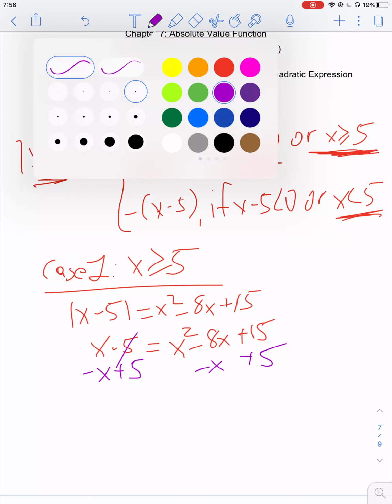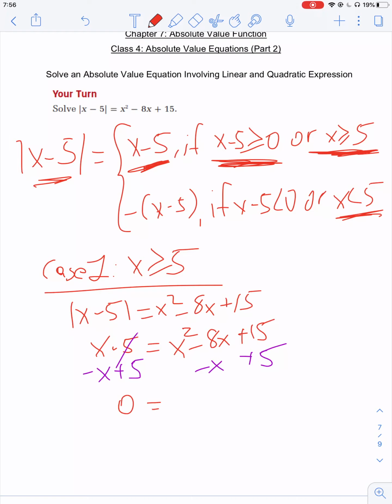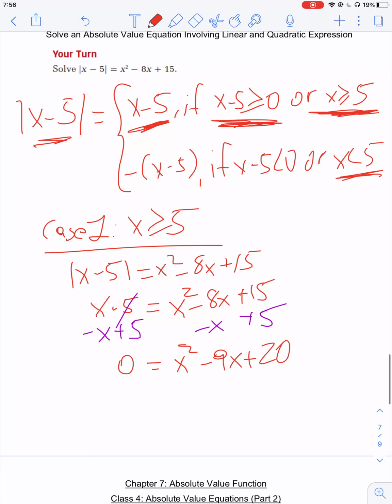So they will disappear, and you're going to have 0 equals x squared minus 9x plus 20. So this might be solvable. Two numbers that multiply to 20 and add up to 9. So 4 and 5, both of them negative. Again, you can do the product sum on the side if you want. Two numbers that multiply to 20 and add up to minus 9. So it's going to be minus 4 times minus 5. Minus 4 plus minus 5 is minus 9. So it does work.